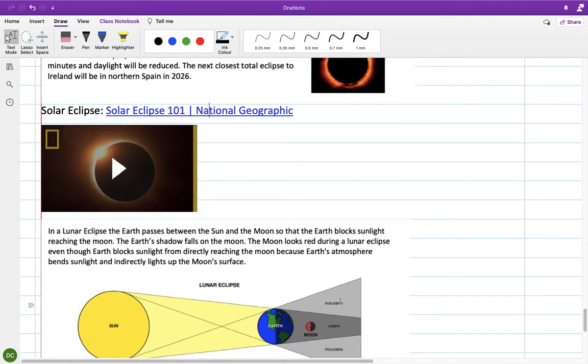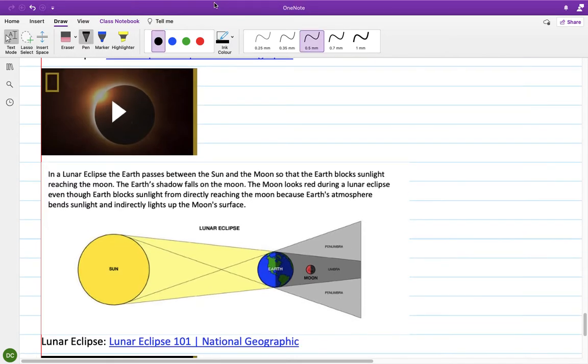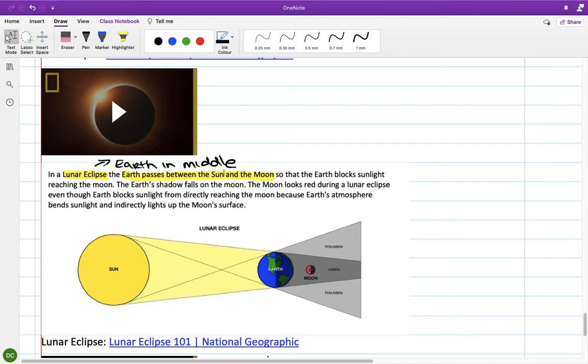And then your lunar eclipse. So again, you just need to know these in terms of what gets in the way where. So in a lunar eclipse, the Earth is the one that goes in the middle. So it's the Earth that's blocking the sun from reaching the moon. Okay, and we'll watch this one.